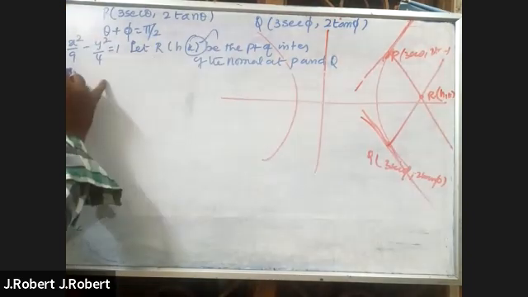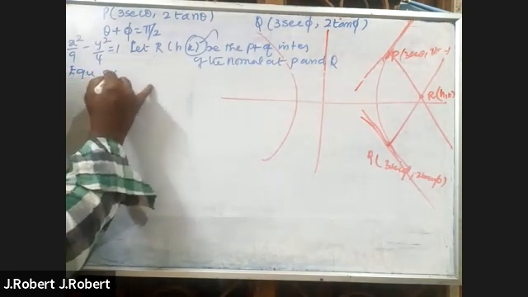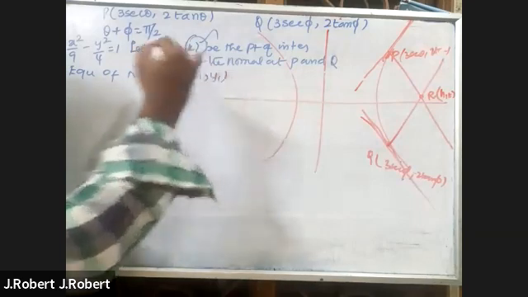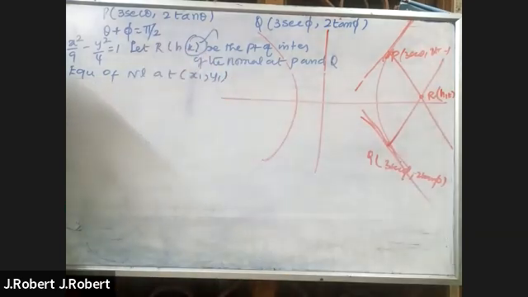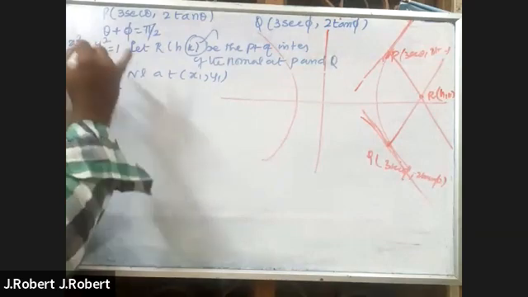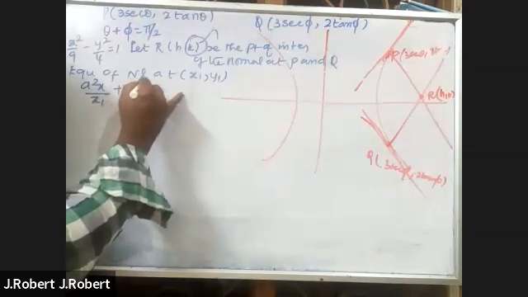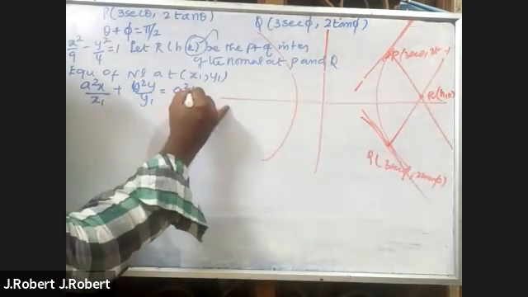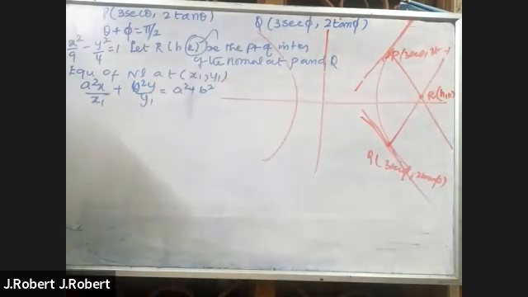Can anyone tell me the equation of the normal to the hyperbola at (x1, y1)? The formula was given in the last class, the marathon class; please recall it. It is a square x by x1 plus b square y by y1 equals a square plus b square.